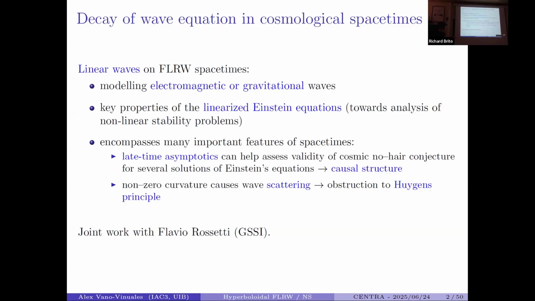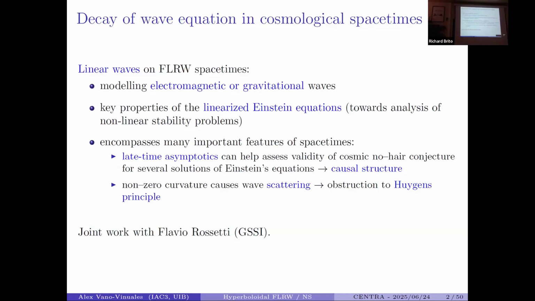If we consider linear waves, they are the kind of object that allows us to model either electromagnetic or gravitational waves, which all travel at the speed of light. And if we want to deal with the Einstein equations, they contain the key properties of the linearized Einstein equations. These can also help us understand, for example, later asymptotics of solutions of the Einstein equations and the causal structure. I'm also going to touch on the Huygens principle, in the way that non-zero curvature can create scattering in the waves and how that interacts.